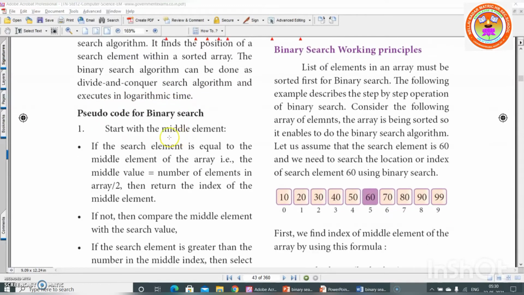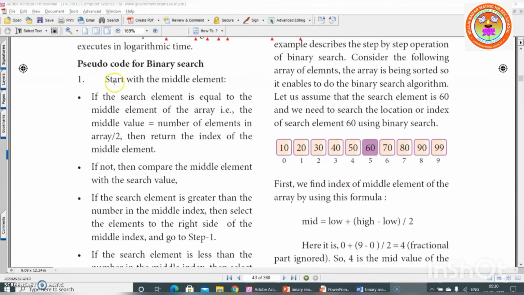Okay, as usual, pseudocode. Pseudocode for binary search. First, start with the middle element. That means you have to find the middle element. If the search element is equal to the middle element of the array, that is, the middle value is equal to number of elements in an array by 2, then return the index of the middle element. See, let me explain the algorithm, that is binary search, and then we will come to pseudocode. Then it will be easy for you, right?